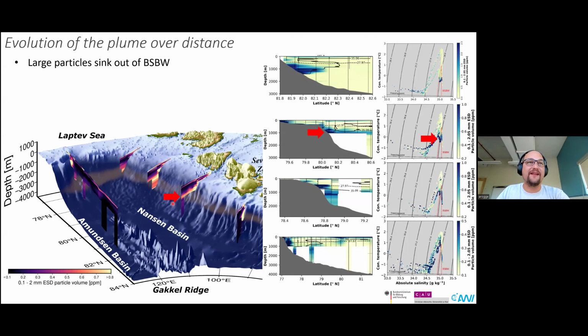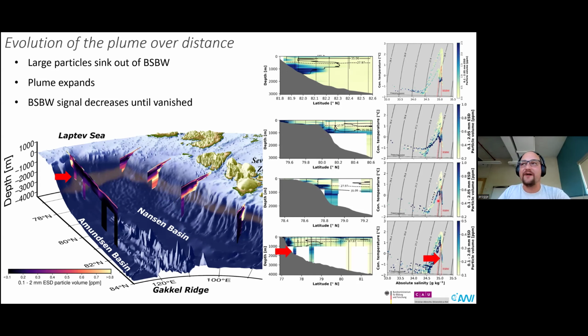And if we take a look at the next transect we have in the Eurasian basin, we see that the plume is expanding. So the water is kind of getting distributed above the upper polar deep water. And we see that the Barents Sea bottom water signal is also decreasing over distance. So that little nose here in the polygon is actually getting smaller and smaller until it's vanished in our last transect here. But you still see that there is a certain particle load, right? And this is only the particle load which ends up in the upper polar deep water. So it's a remnant of this injection into the Nansen Basin.